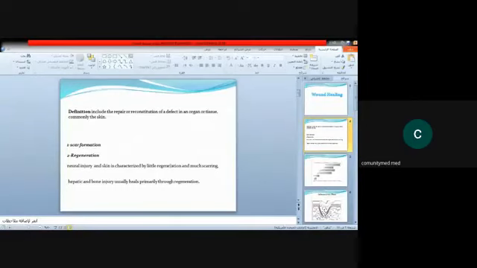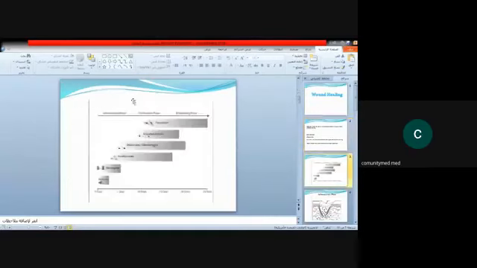Regarding the skin example, we are going to speak about the skin today, and we have three phases of wound healing in the skin: the inflammatory phase.